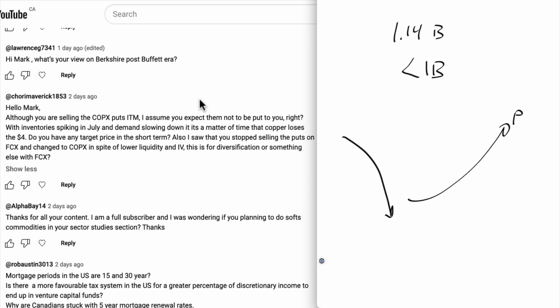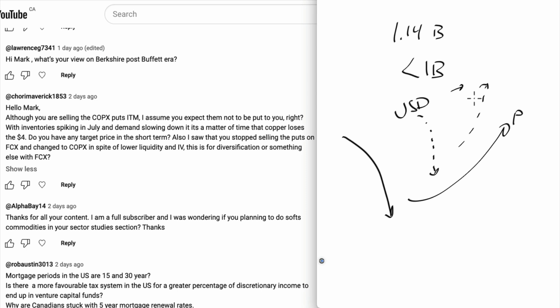That's why I sell them. With inventory spiking in July and demand slowing down, it is a matter of time that copper loses the $4 mark. Not really. You're forgetting the role of the US dollar. If you get a Fed that cuts rates in July or signals that they're cutting in September, the US dollar starts dropping. And since copper is denominated in US dollars, it will start rising. Do you have a target price in the short term? Not really.